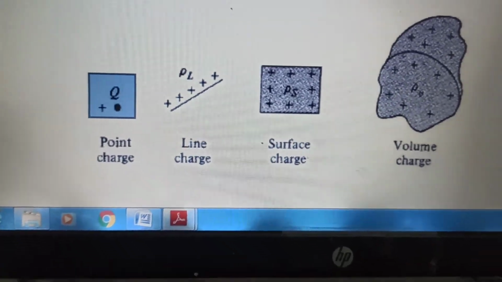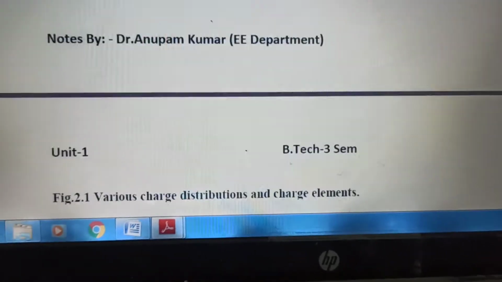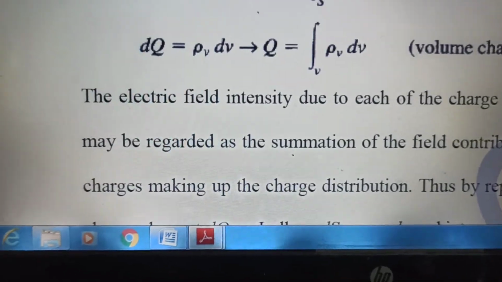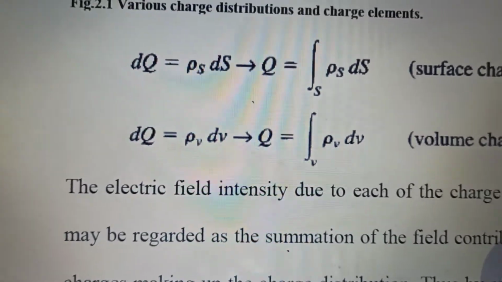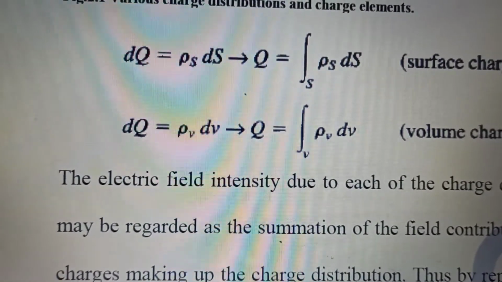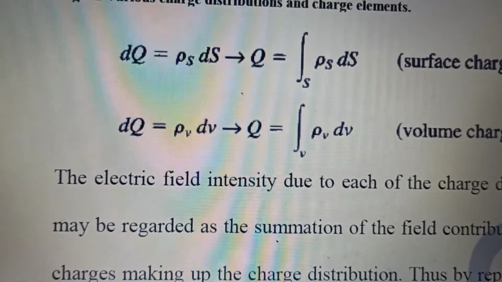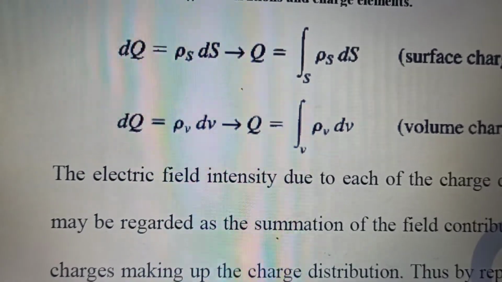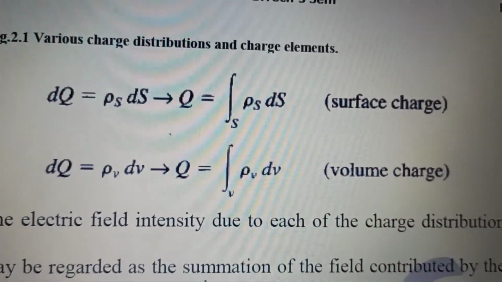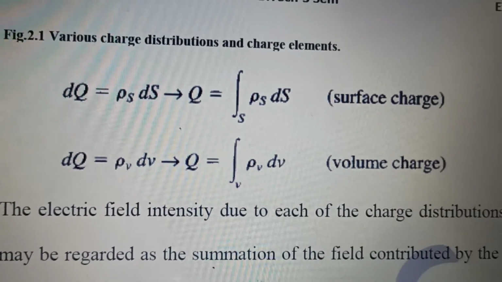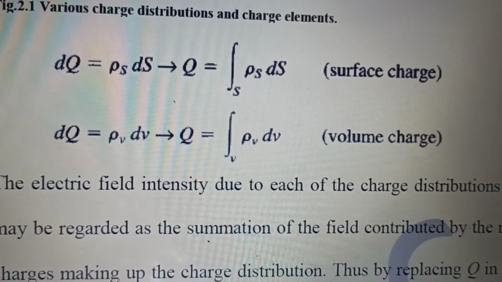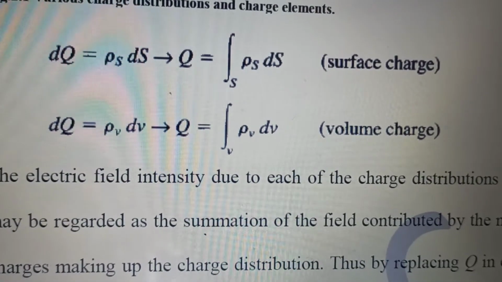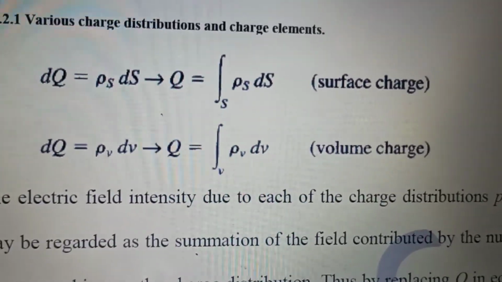Now, the significance. Any charge dq can be expressed with the help of area. Simply multiply the charge density by ds and integrate over the surface S, then you will get q. Again integrate rho v dv over the volume v, and you will get the volume charge. Clear?